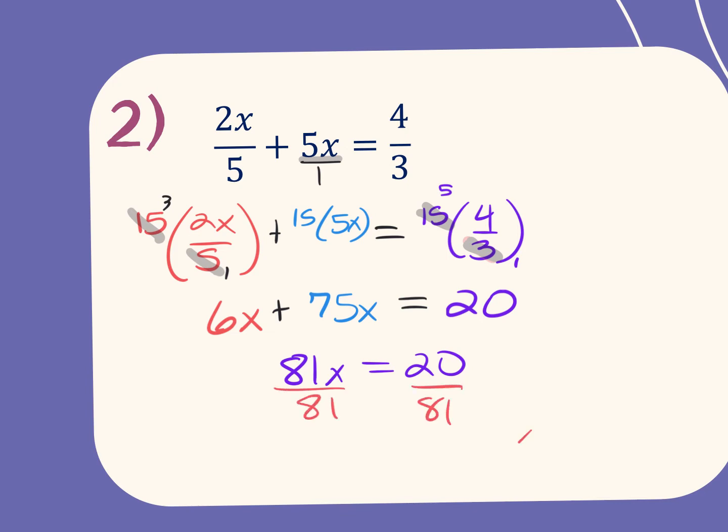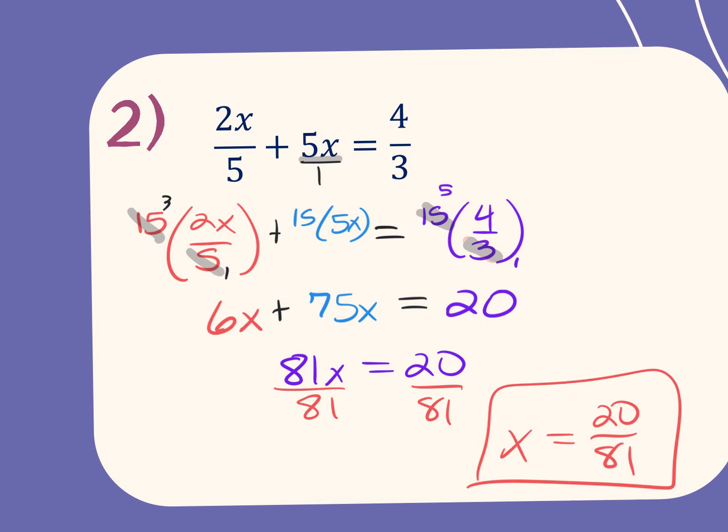And my final answer is 20 over 81. Nothing to simplify here, so that's your final answer. Now, we're not going to have to check for extraneous solutions till we get to number 4. Number 3 is the same scenario. No variables in the denominator yet.